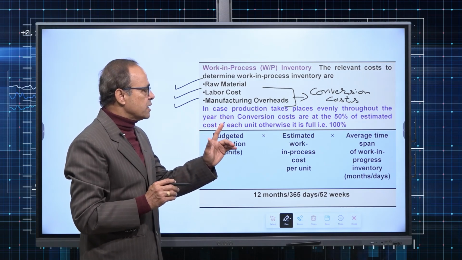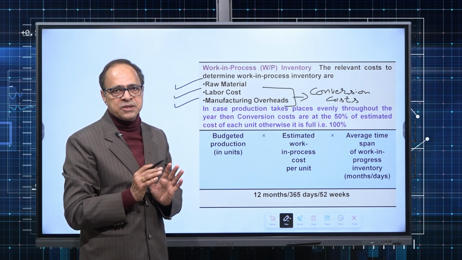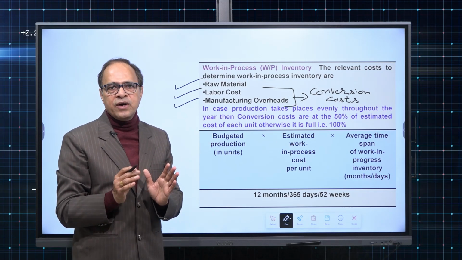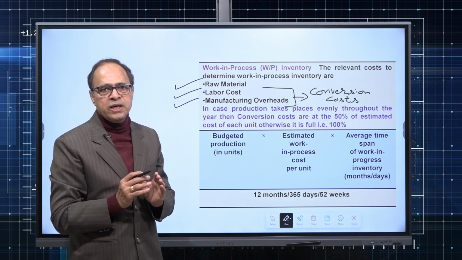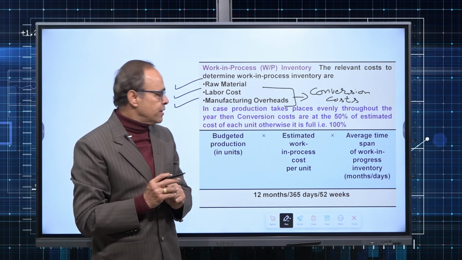So now the simple thing you have to keep in mind: if production continues evenly throughout the year, conversion cost will be taken equal to 50%, else it will be taken 100%. So if by default the question is silent, then we assume that production continues evenly throughout the year.